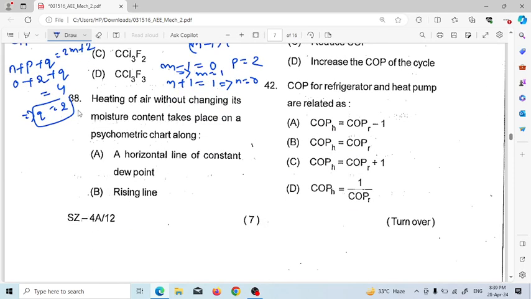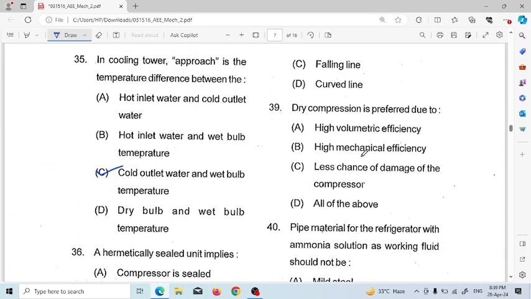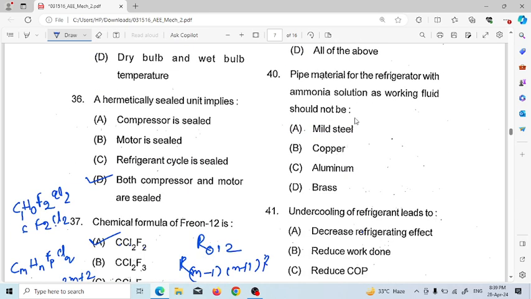Next, question 38. Heating of air without changing its moisture content takes place on the psychrometric chart along a horizontal line of constant dew point. Answer will be option A. Next, question number 39. Dry compression is preferred for less chance of damage of compressor. Option C is the correct answer. Next, pipe material of refrigerant with ammonia as working fluid should not use. We know ammonia attacks copper, so copper should not be used. So answer will be copper.